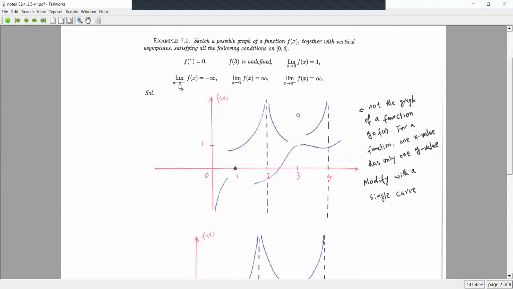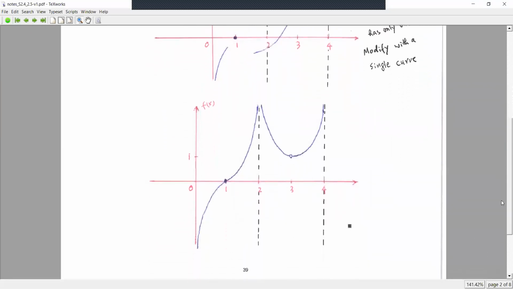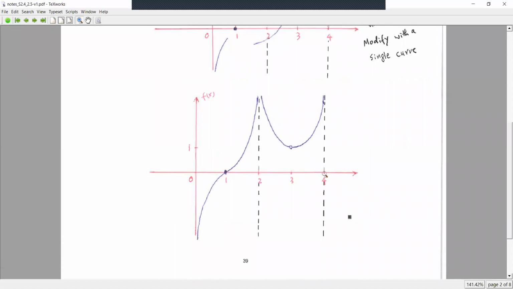As x approaches 0 from the right side, the function approaches negative infinity. As x approaches 0 from the right-hand side, the graph goes down to negative infinity. Yes, correct. This vertical line, the y-axis, is a vertical asymptote.